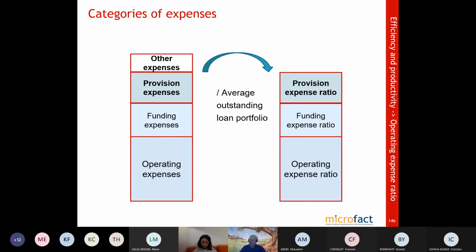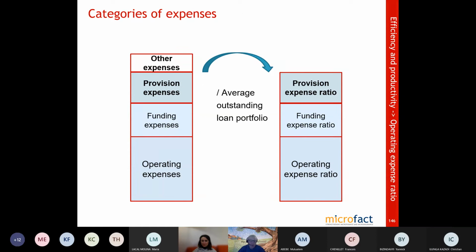When looking at this group, what do you think? What is the easiest to reduce in an organization when you want to become more efficient? Sorry, which group of expenses, professor, is the easiest one to reduce? Provision.